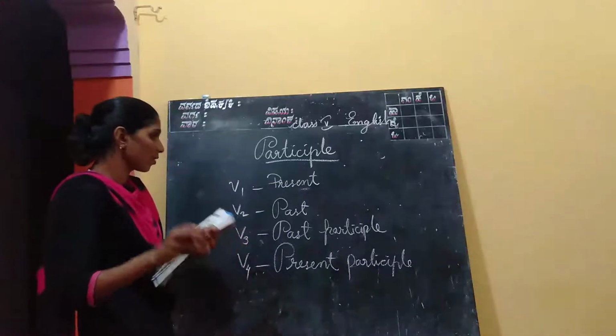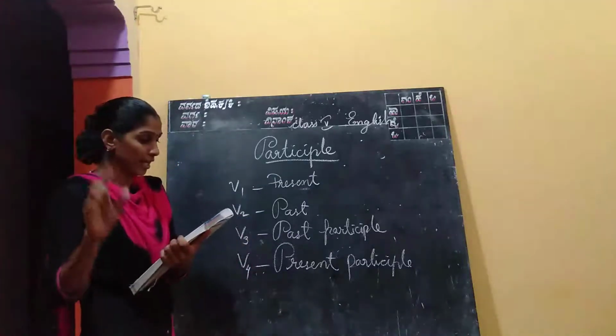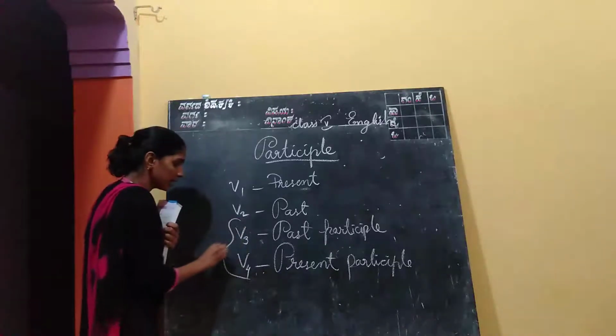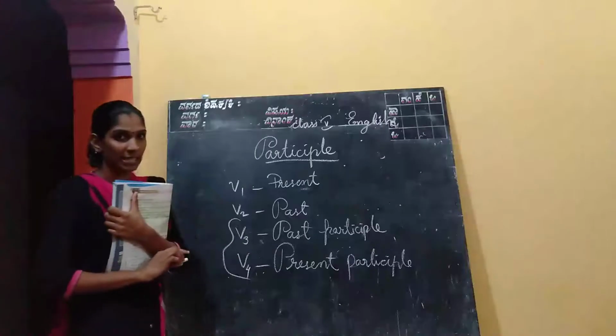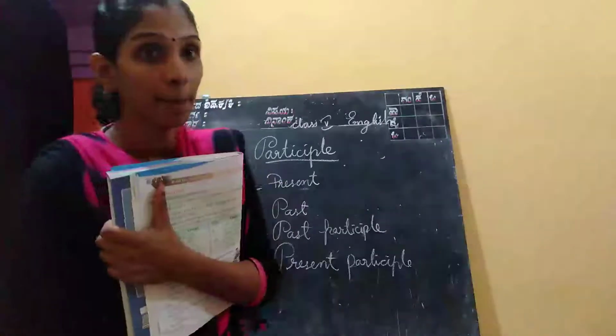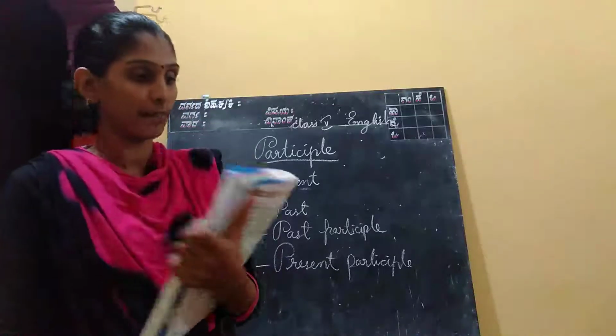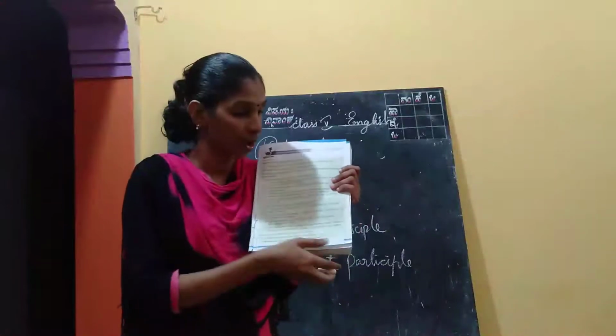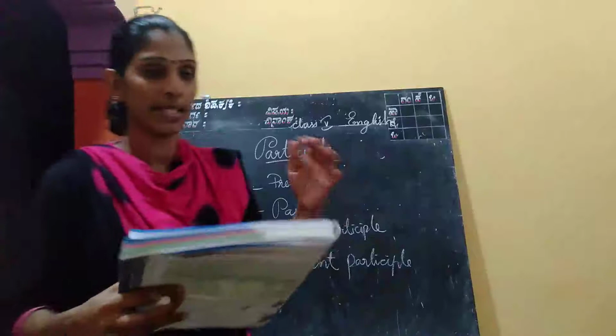Here we are going to learn today about participles, in the sense these two, V3 and V4, past participle and present participle. Okay, this is the topic given in your textbook. I request you to open your textbook page number 15 and listen to me.